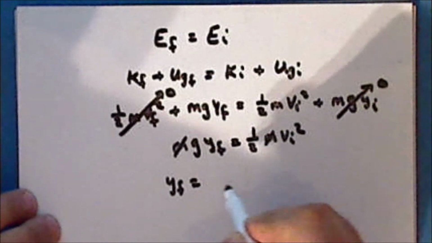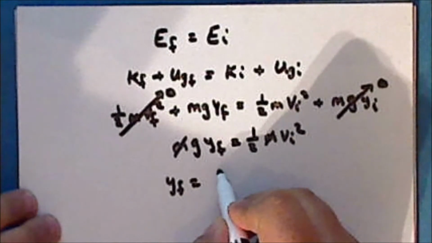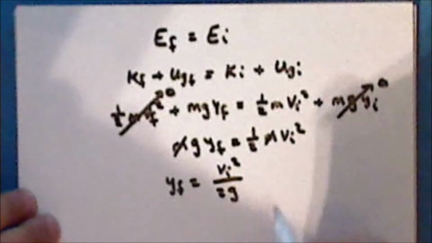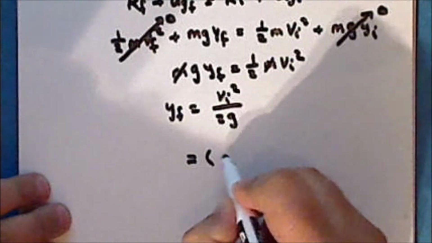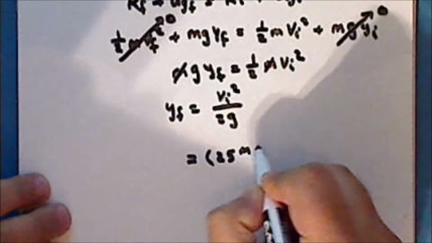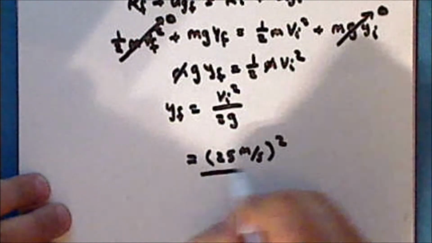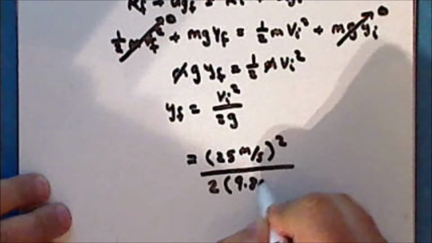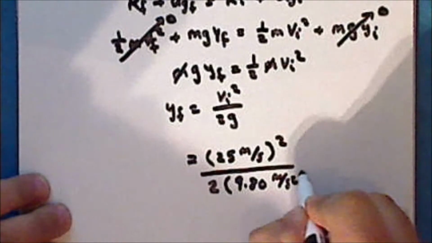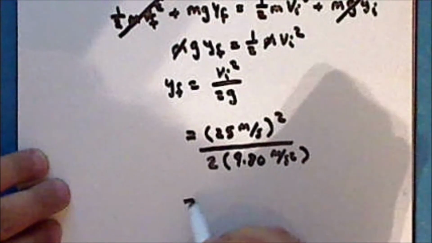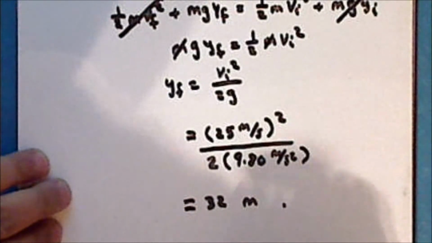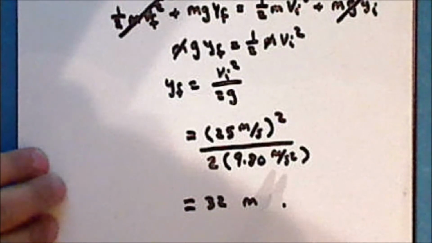The final y position is equal to the initial speed squared divided by 2 times the acceleration due to gravity. So this is 25 meters per second quantity squared divided by 2 times the acceleration due to gravity, which is 9.80 meters per second squared. And to two significant figures, this is 32 meters. That is 32 meters above the launch position.